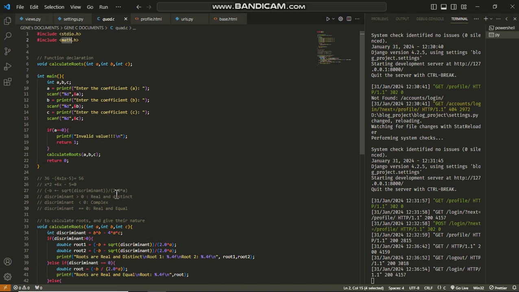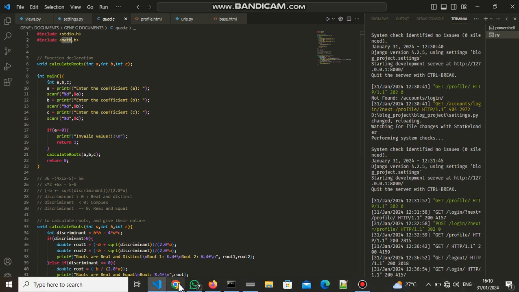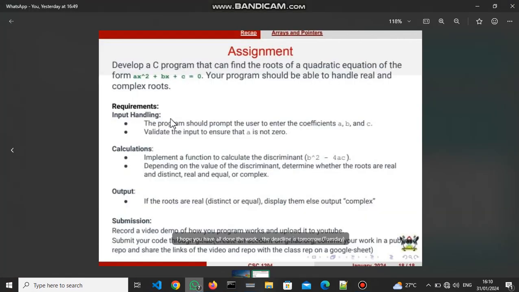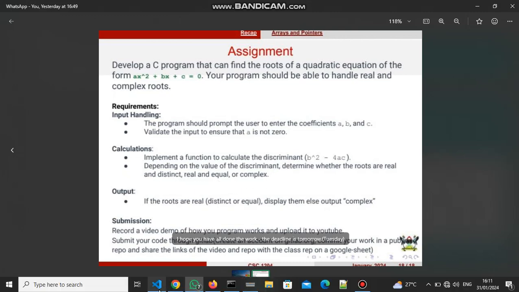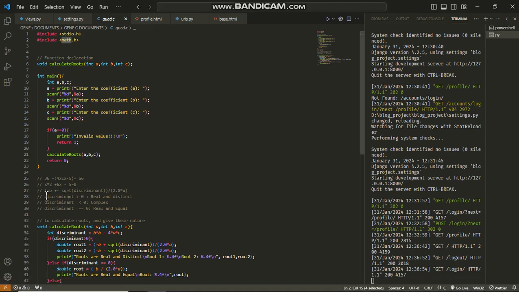Based on our question that we saw earlier, depending on the value of the discriminant, it should determine whether the roots are real and distinct, real and equal, or complex. So we have three conditions here. If the discriminant is greater than 0, then the roots are real and distinct. If the discriminant is less than 0, then it is complex. If the discriminant is exactly equal to 0, then they are real and equal, meaning it's one root. So this is what we shall do.